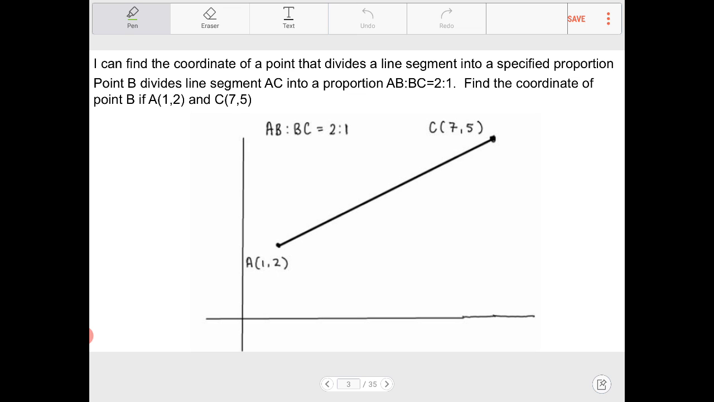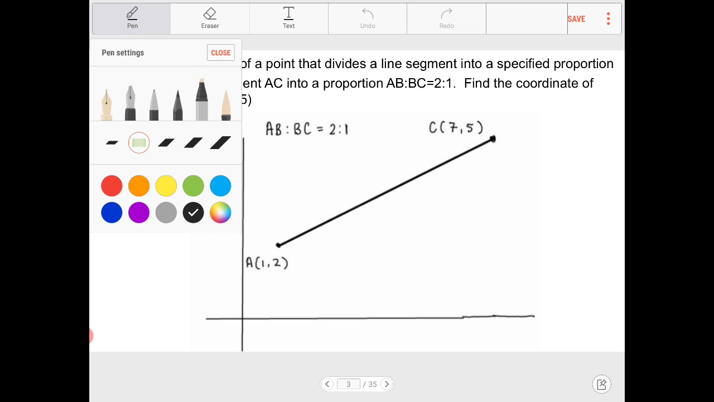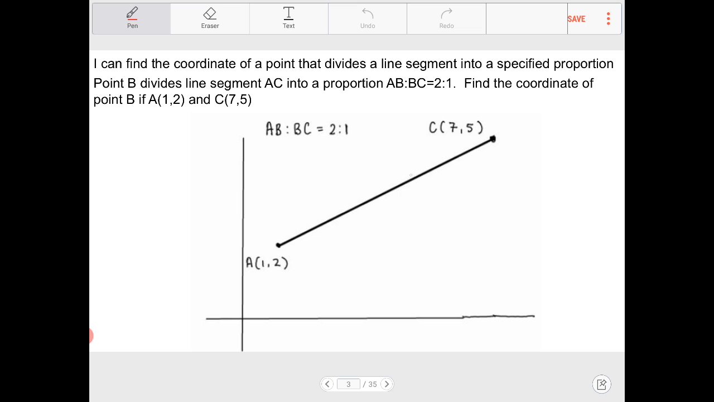So the strategy is, right now I'm trying to figure out a point on the line segment that will divide this line segment into proportions of 2 to 1. In other words, the point that I'm looking for is going to be somewhere over here, closer to point C than to point A, because AB is supposed to be longer than BC. The length of AB is supposed to be twice as long as BC.